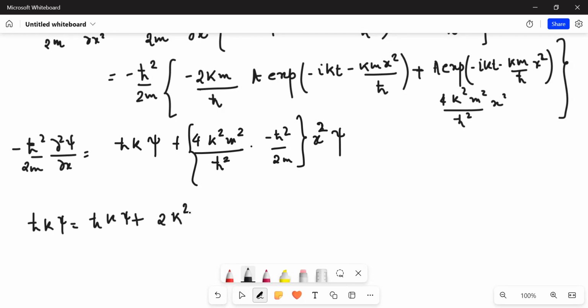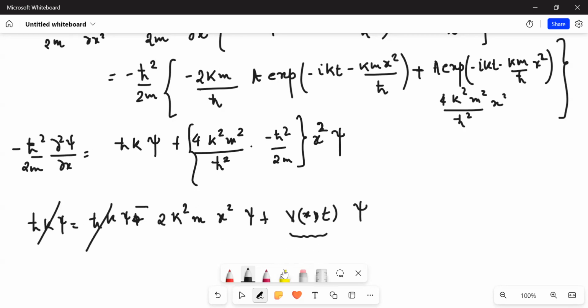2 k square m, and this would be a minus, I think, minus x square. Okay, and then you have this psi, and then again psi of x comma t. I don't know what is the function right now, that is why I'm writing both x and t.